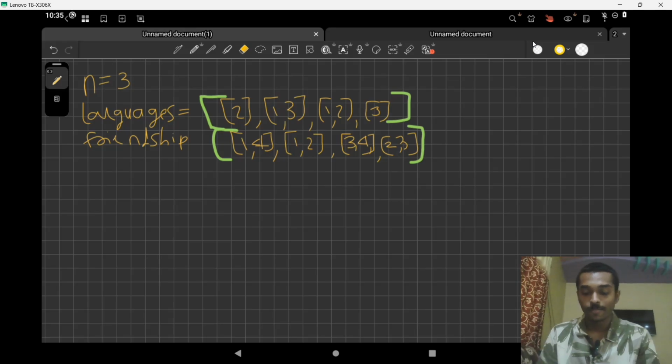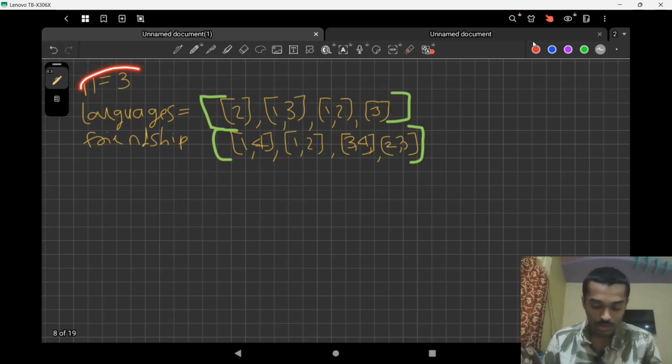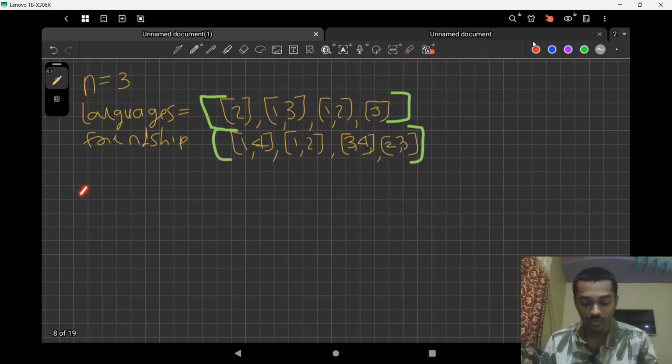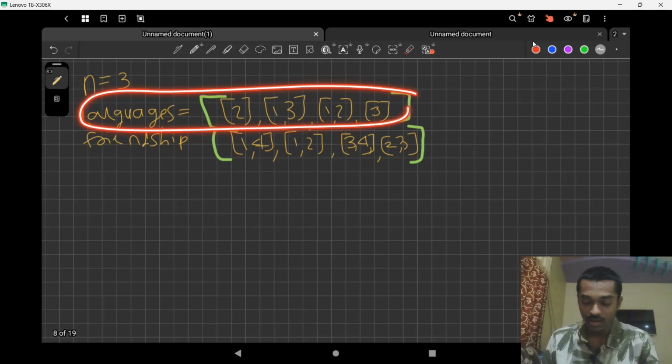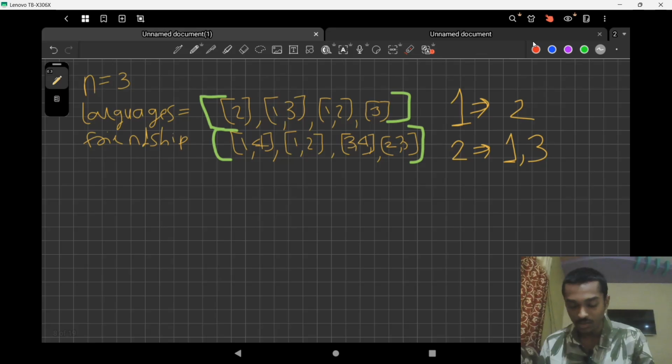This is the second example in the LeetCode question. So n is equal to 3, that means we have language 1, language 2, language 3, and this is the language array. User 1 knows language 2, user 2 knows languages 1 and 3. I am just writing this here so we can solve this question very optimally.